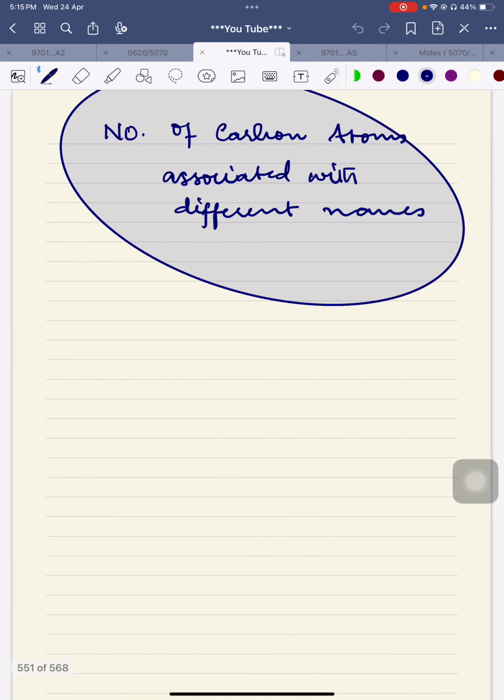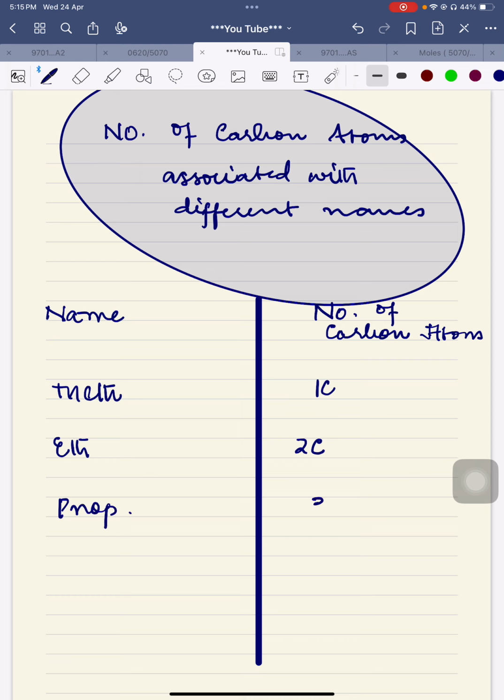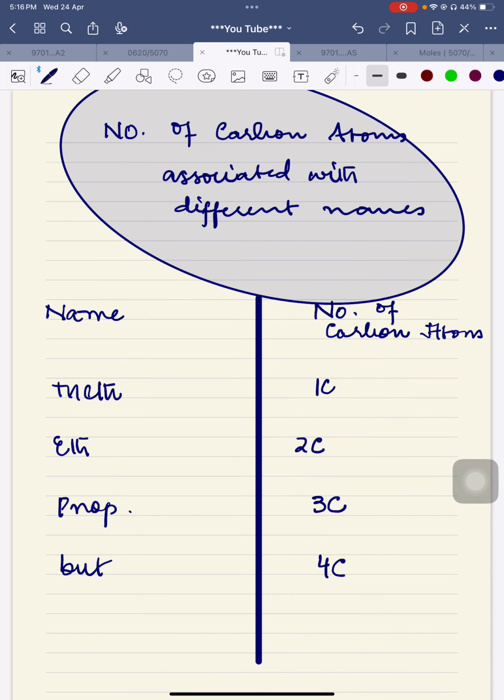So right now we are on the number of carbon atoms associated with different names. Let me mark a column over there, and then I am going to write down the name and number of carbon atoms associated. So here we can say that if the name is meth, there will be only one carbon atom. If the name is eth, there will be two carbon atoms. If the name is prop, there will be three carbon atoms. If the name is but, there will be four carbon atoms. If the name is pent, there will be five carbon atoms.